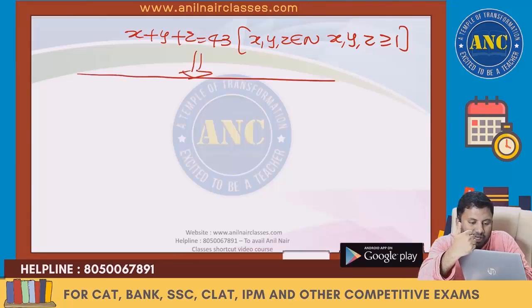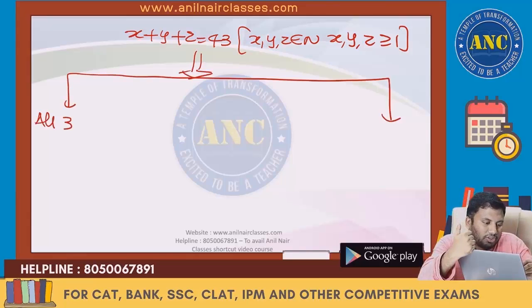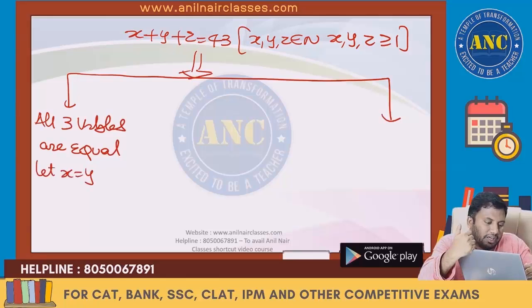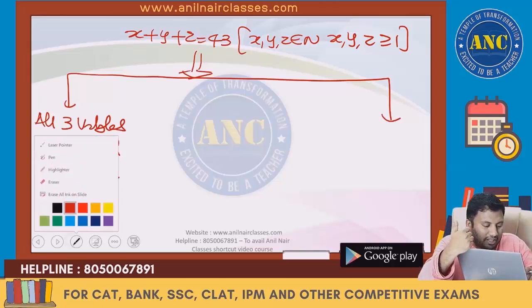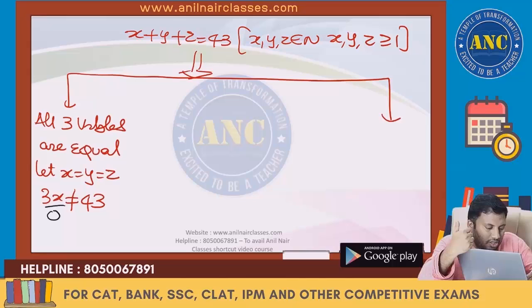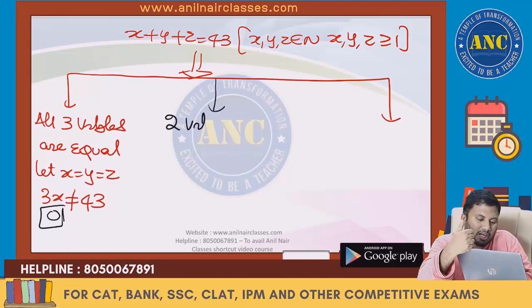Now, again 3 cases. The first case is where all 3 variables are equal. If I say let x equal y equal z, then 3x equals 43, but 3x is not equal to 43. So there is no solution, 0 here.